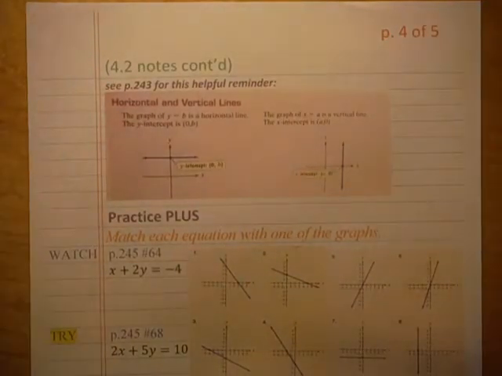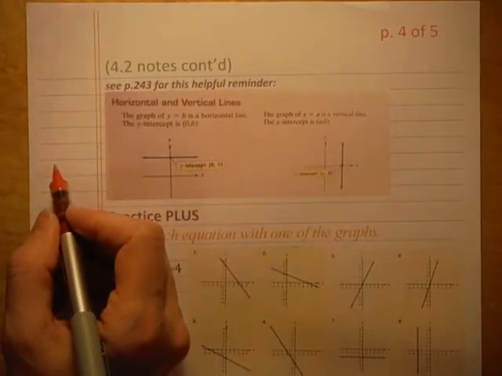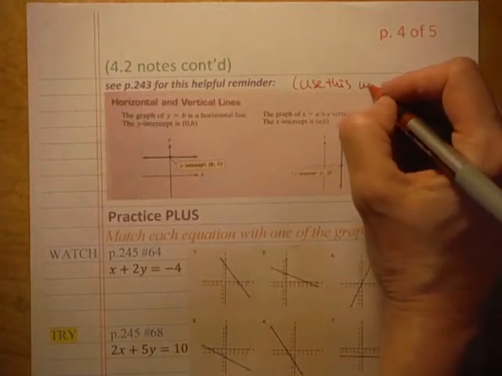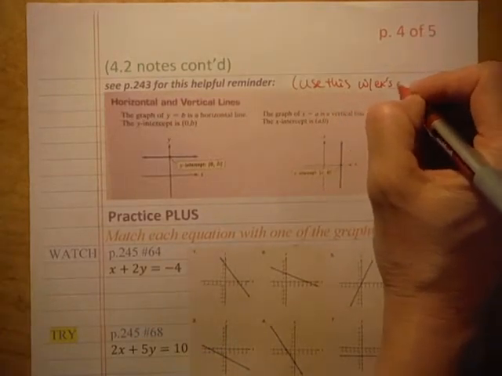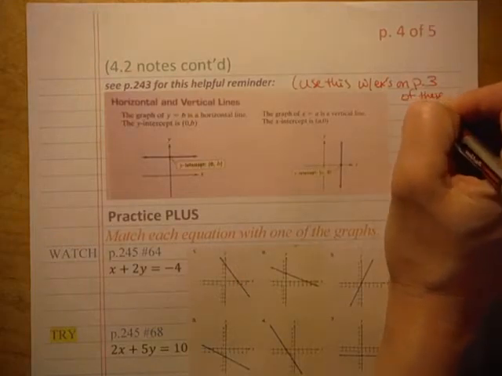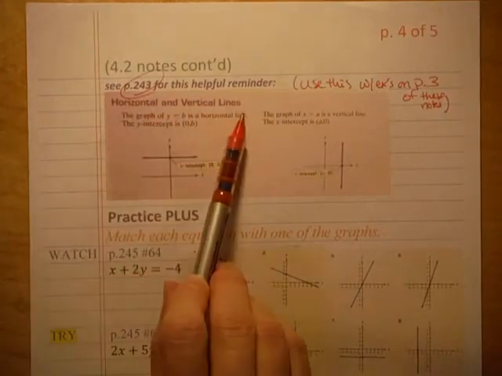All right, we're here at the top of page 4, and there's a little reminder from the book of what we just did on the previous page, okay? So we can use this to help us with the examples from page 3 of these notes. And on to pages 42 and 43, they talk about horizontal and vertical lines.